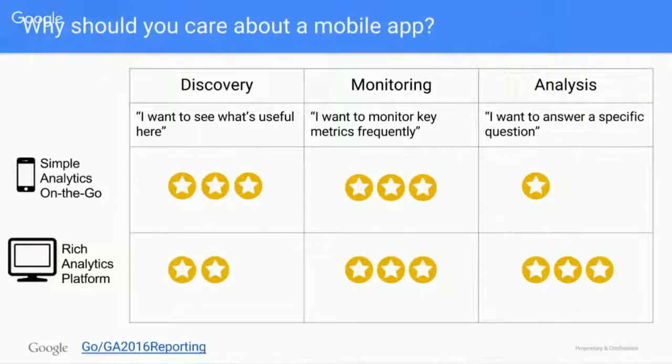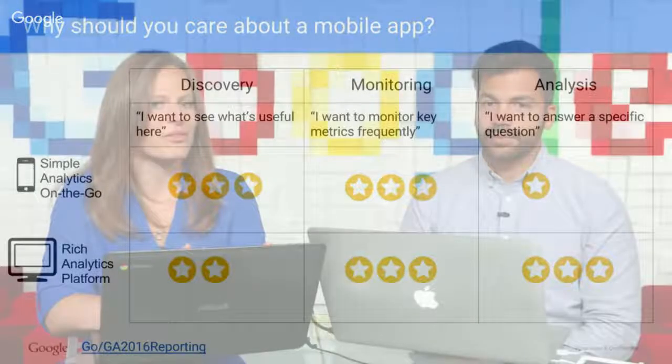Whereas for discovery and monitoring, there are actually some key advantages to being on mobile. With monitoring, if you want to monitor a metric frequently, you can do that every time you pull your phone out of your pocket. For discovery, if you want to flip through things, we make it very easy to flip through metrics and dimensions. And I'll show you the differences there. So our sweet spot here really is the discovery and monitoring pillars. That's right. It's a simple way to discover what's interesting in your data and monitor what's useful.